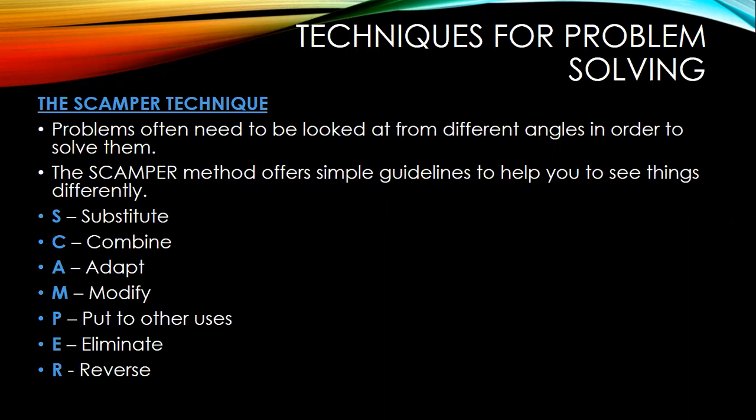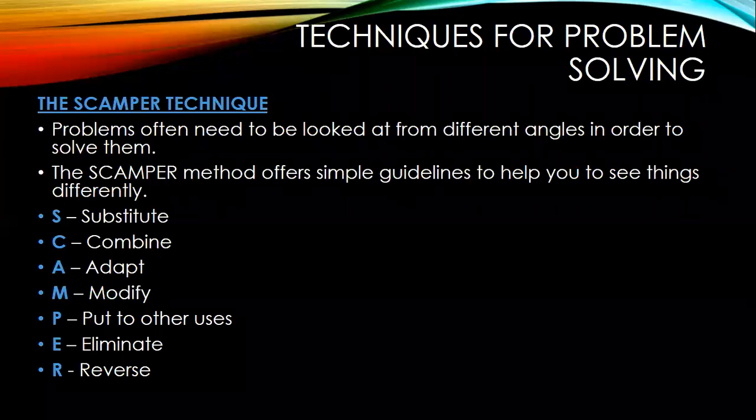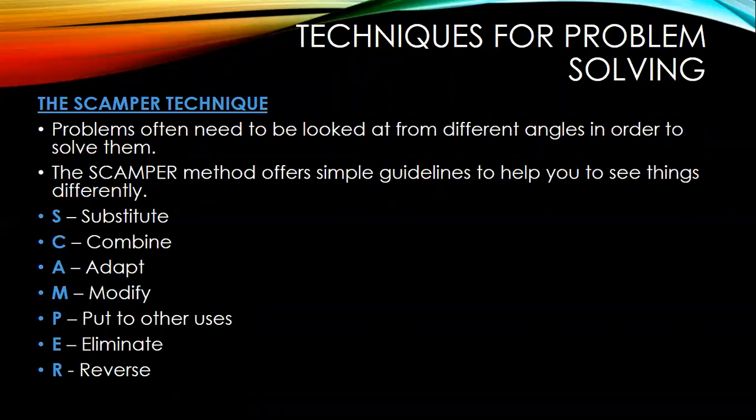Problems often need to be looked at from different angles in order to solve them. The Scamper method offers simple guidelines to help you to see things differently. So this method is most appropriate for improving a product or thinking of ideas for new products.